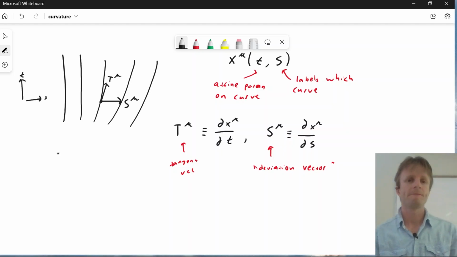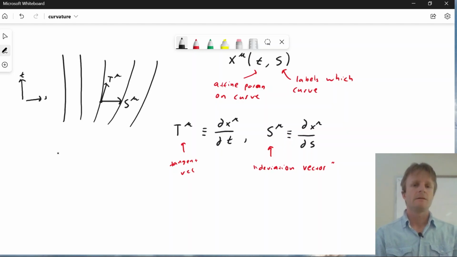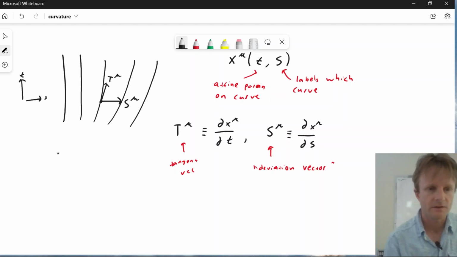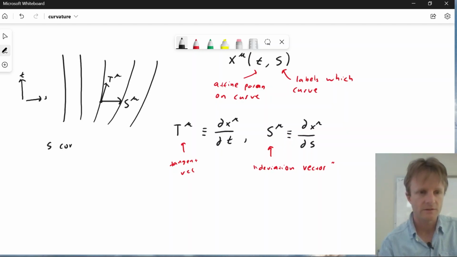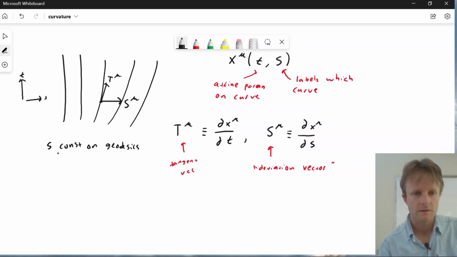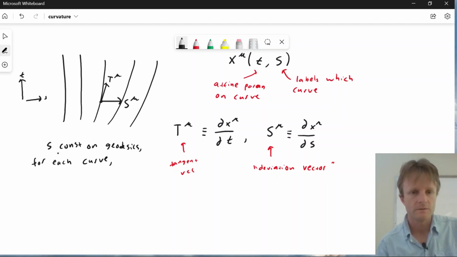Are both t and s affinely parameterized? No, only t. So the rule is s is constant on each curve, so s is constant on the geodesics. And for each curve, t is an affine parameter.